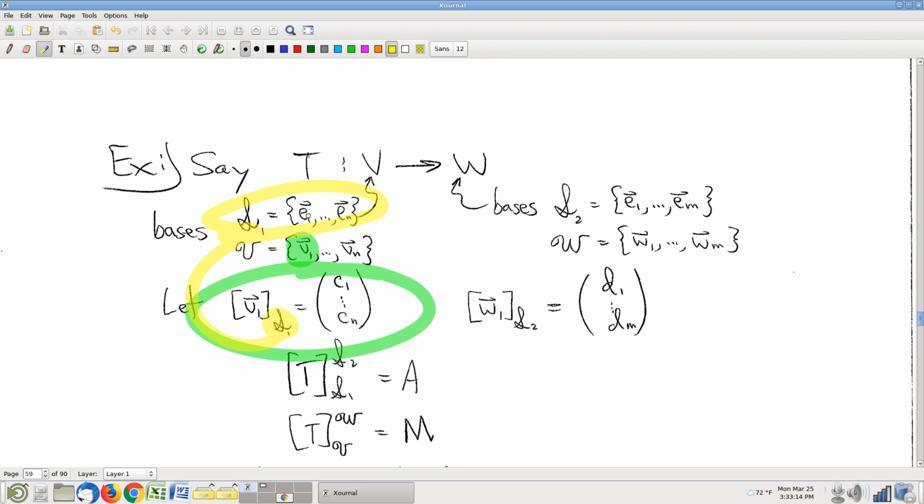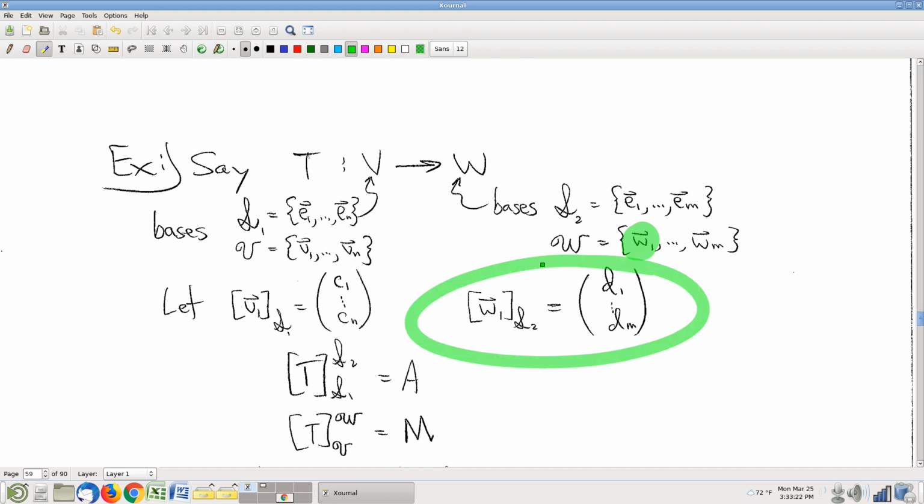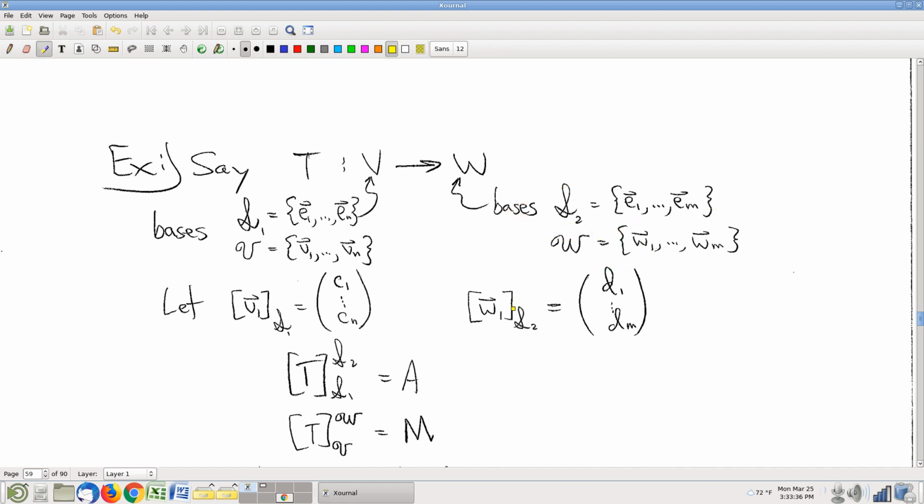Likewise, let's say this vector W1, for whatever reason, I want to tell you what it is. I have to tell you its coordinates with respect to some other basis. Let's choose that basis, for lack of other options. And let's say those coordinates are D1 through Dm. Nothing's happened yet. I haven't done anything. I've just labeled some things.